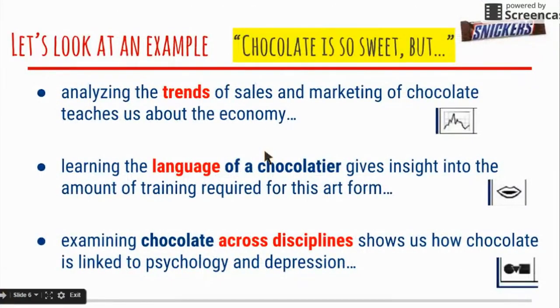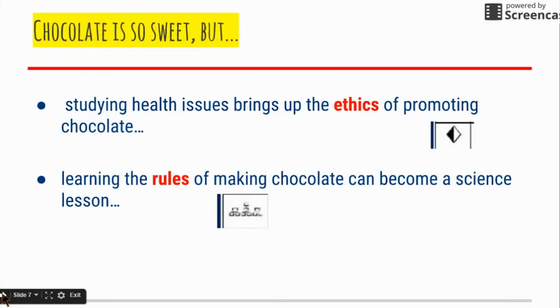So let's apply this to something really simple that we all probably love, chocolate. We could analyze the trends of sales and marketing of chocolate, teaching us about economy. We could learn the language of a chocolatier, giving us insight into the required training for that art form. We could examine chocolate across disciplines, showing us how chocolate's linked to psychology and depression. We could even study health issues brought up by the ethics of promoting chocolate, or we could learn the rules of chocolate making and how it could become a science lesson.